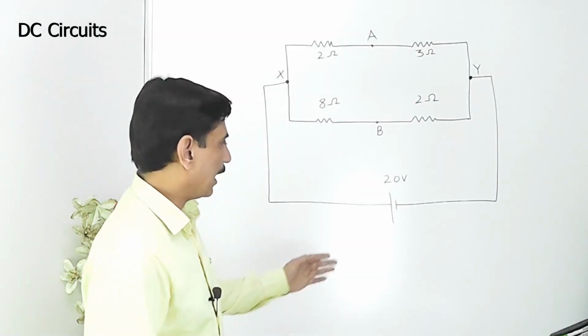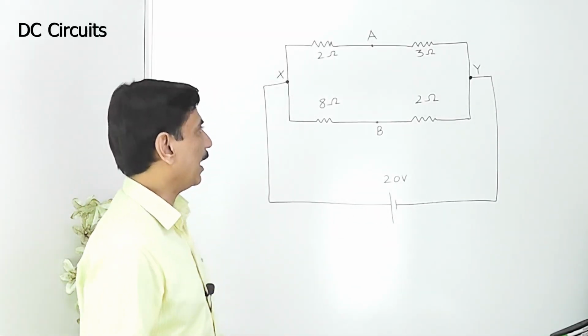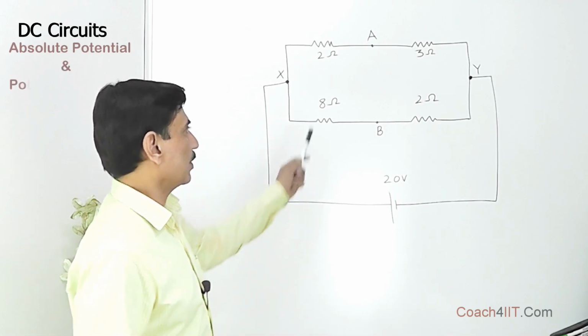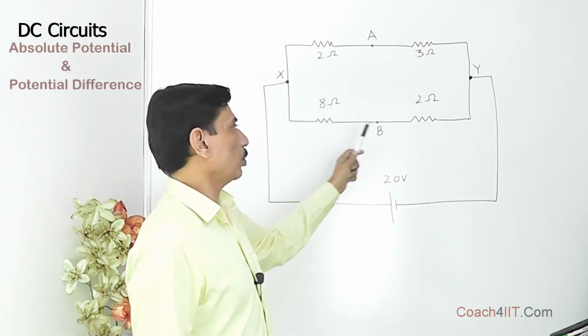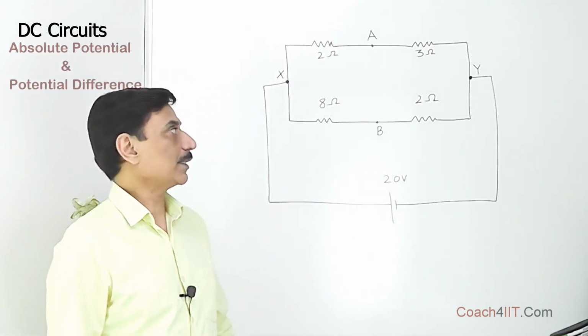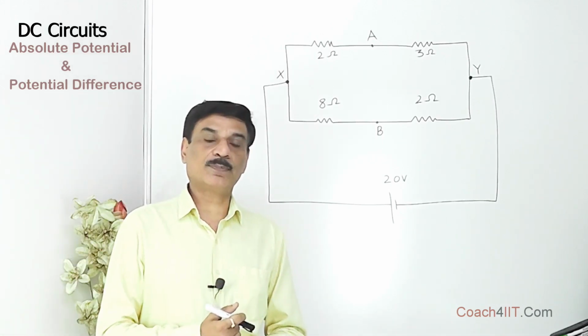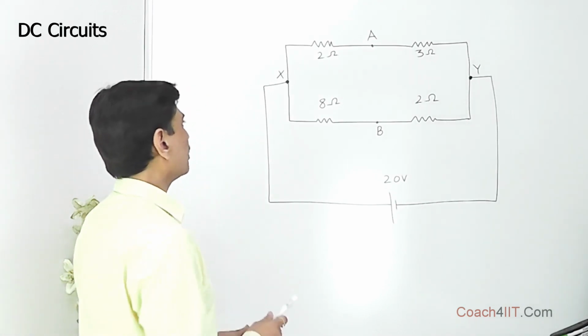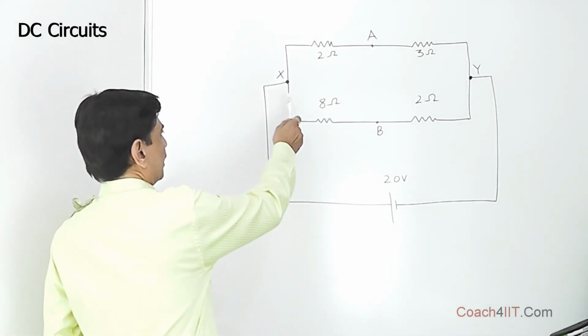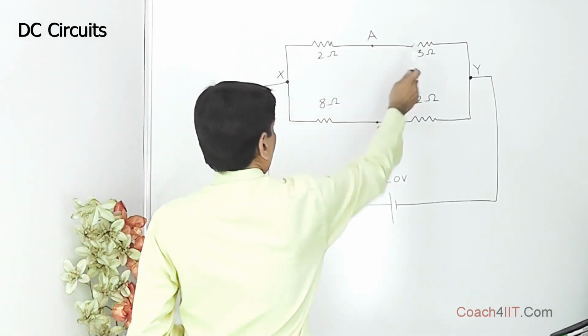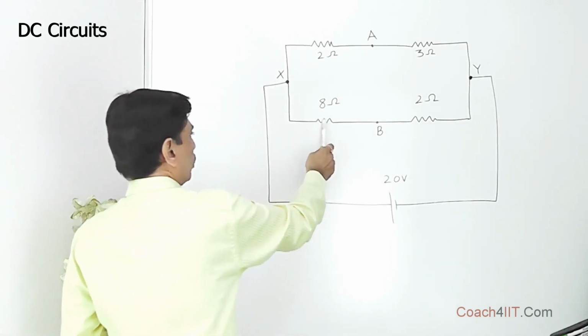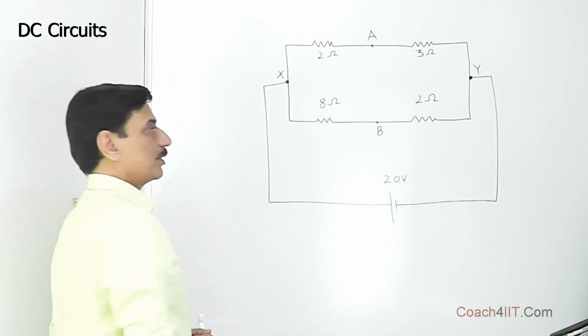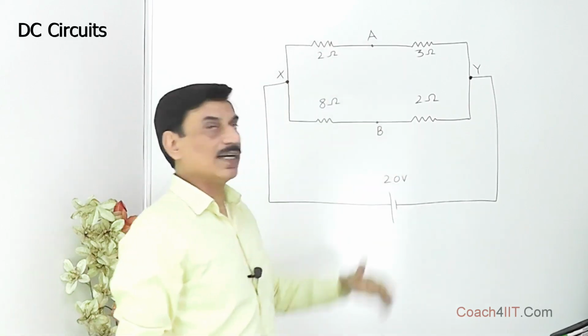In this network, we have a battery of 20 volt and 4 resistances: 2 ohm, 3 ohm, 8 ohm and 2 ohm, connected like this. We are asked what is the potential difference between A and B. If you look over here, we see that in this circuit 2 ohm and 3 ohm are in series, 8 ohm and 2 ohm are also in series, and these two are in parallel.